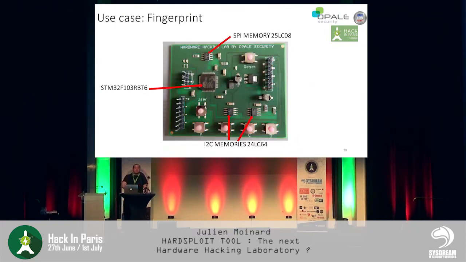So the first step, you remember, it's a fingerprint show device. In this case, trust me, if you want, you can verify what I try to explain. It's an STM32F103RBT6 device. It's a microcontroller, a very common microcontroller in electronics. And we have on this board two I2C memories, very, very common memories. And it's the same for SPI, they're very common memories.